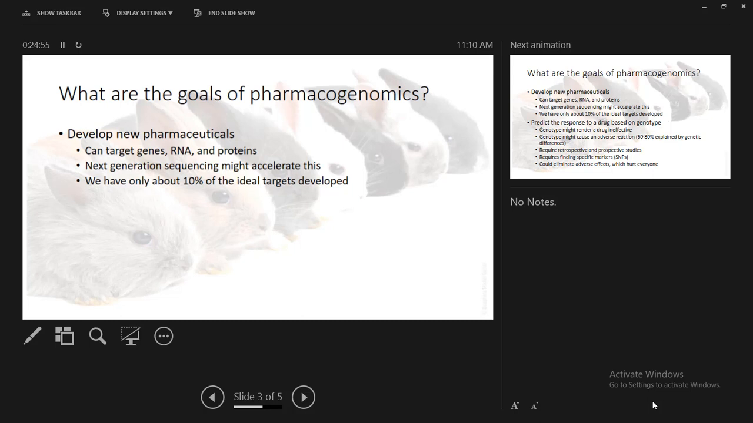Honestly, it's a goal that is very, very difficult to accomplish. Anyone have any ideas of why? Don't look at these yet. We haven't talked about these mechanisms. Just this. Why is this goal of pharmacogenomics so complicated, at least in this country?